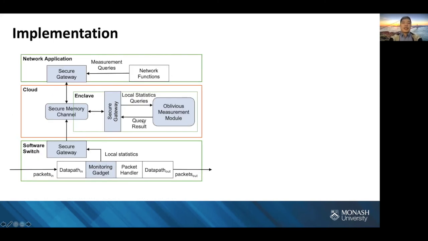We implement the proposed design as a plugin service for real-world network infrastructure. On the cloud side, we design a daemon to maintain the enclave and process the communication between the switch and the application. On the switch side, we design a monitor gadget deployed on each switch, which aggregates the local statistics and sends them to the cloud for each epoch.